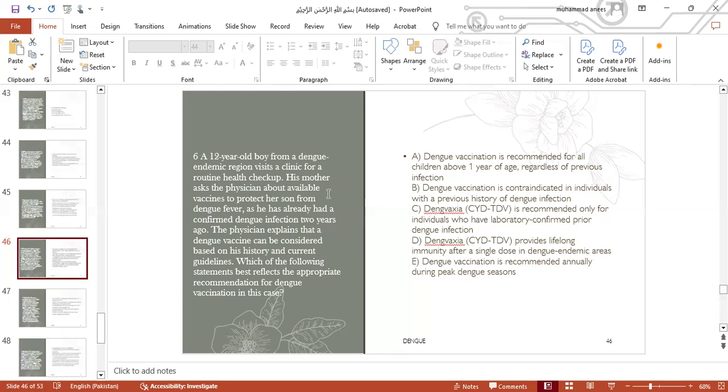So the physician explains that a dengue vaccine can be considered based on his history and current guidelines. Which of the following statements best reflects the appropriate recommendation for dengue vaccine in this case? A, dengue vaccination is recommended for all children above 1 year of age, regardless of previous infection. B, dengue vaccination is contraindicated in individuals with a previous history of dengue. C, Dengvaxia is recommended only for individuals who have lab-confirmed prior dengue infection. D, Dengvaxia provides lifelong immunity after a single dose in dengue endemic areas. E, dengue vaccination is recommended annually during peak dengue seasons.